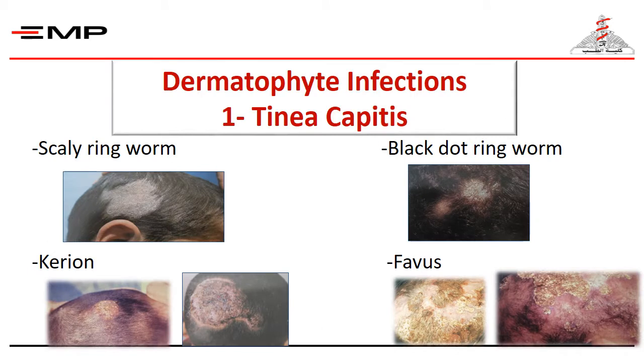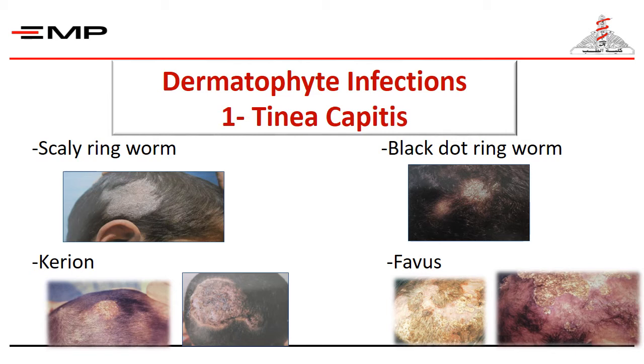Regarding dermatophytic infection, when it involves the scalp, as I mentioned before, it is called Tinea capitis. There are 4 types of Tinea capitis: scaly ringworm, black dot ringworm, Kerion, and Favus. Regarding the first one, scaly ringworm, it may be caused by Trichophyton violaceum or Microsporum canis. It presents as single or multiple scaly patches as shown in the figure, with the hair cut short. Healing occurs completely without any scarring.